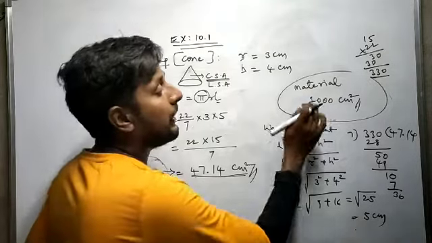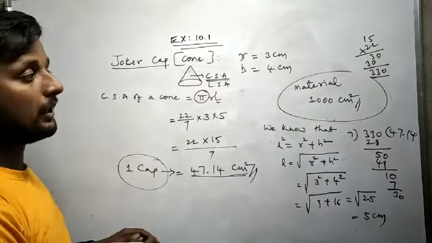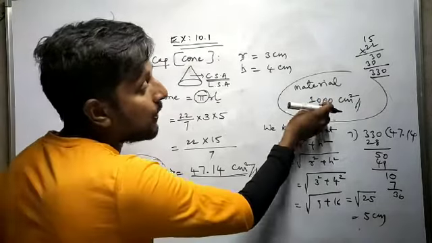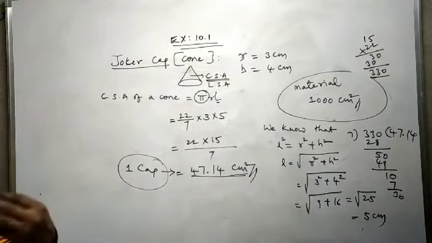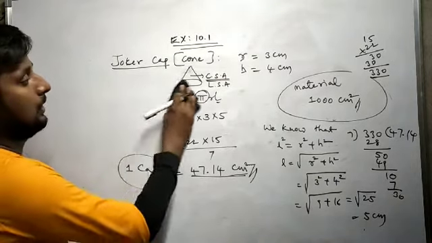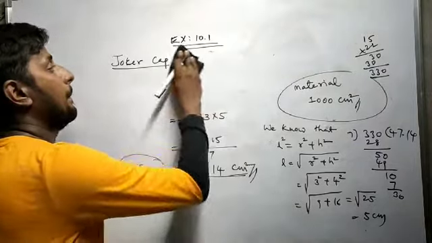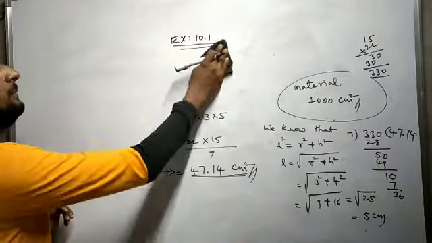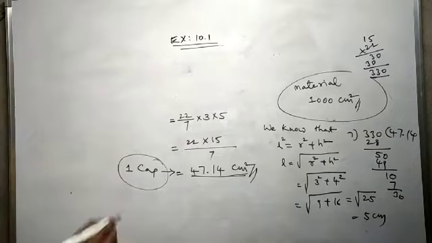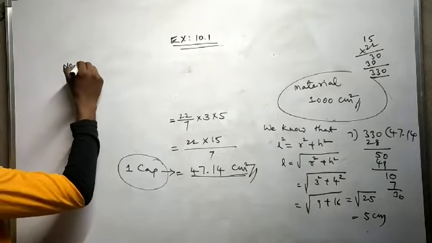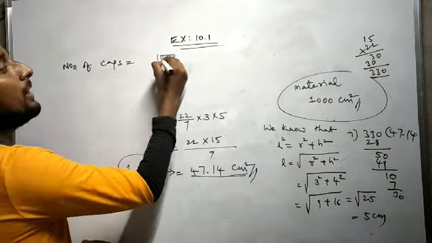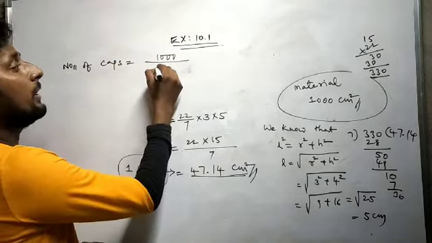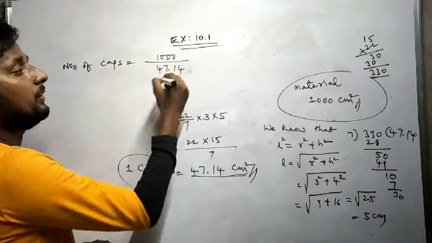Now we have a material that is 1000 centimeter square. So how many 47.14 can we make from 1000? So how many caps can we make? We have to look at it. So I'll write here, number of caps is equal to the overall material we have, 1000, divided by the material for one cap, 47.14.